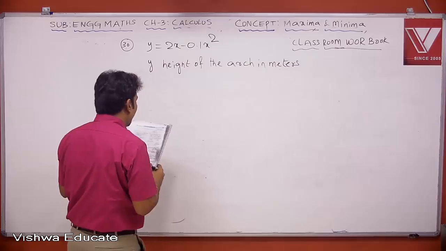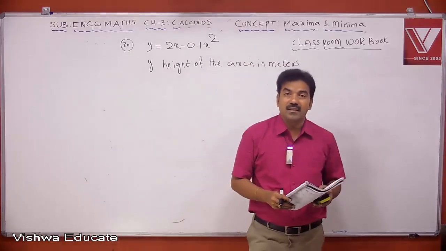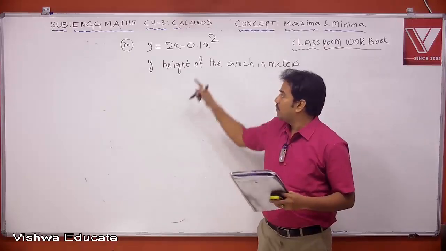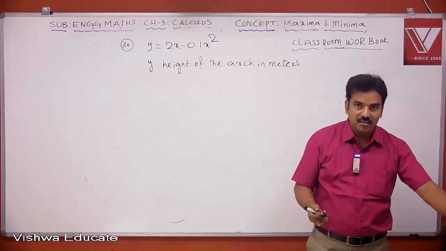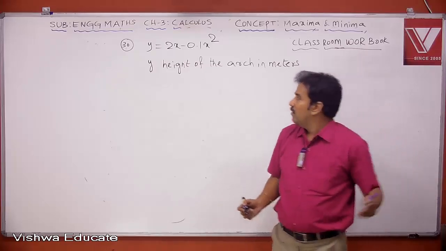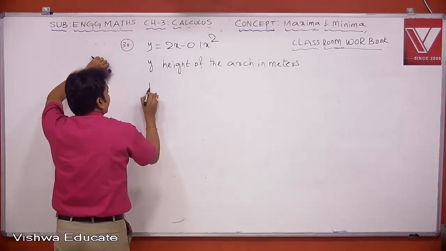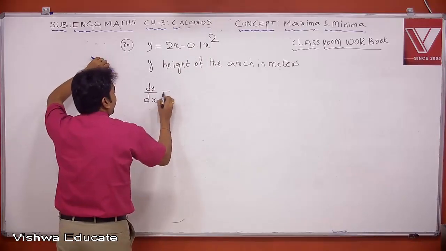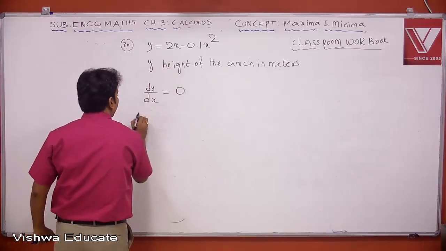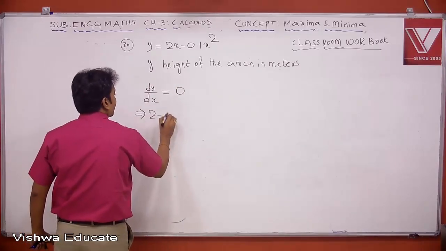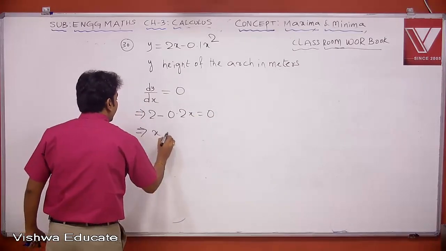So the maximum possible height of the arch is... So what they ask indirectly is the maximum value of this variable y. So answers are given in terms of meters. Now let us see. So here y is a function of variable x. Let us calculate stationary points by taking dy by dx equal to 0. Make the derivative equal to 0, you will get the stationary points. So this is 2 minus 0.2x equal to 0. This implies x equal to 10.